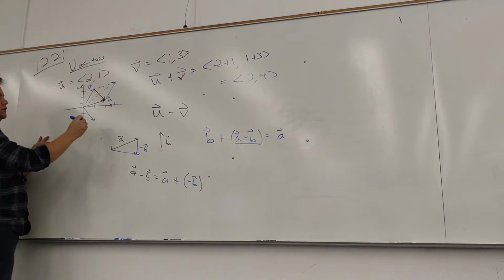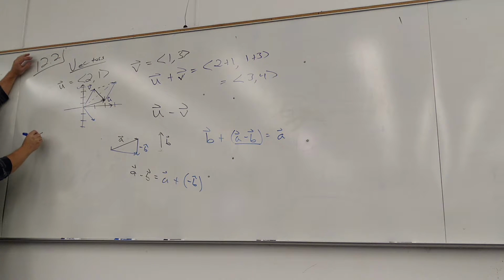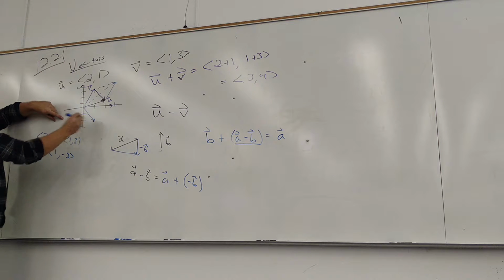Of course, what's the actual answer? Well, what's u minus v going to be? 2, 1 minus 1, 3 is going to be 1, negative 2. 1, negative 2. Look at that!